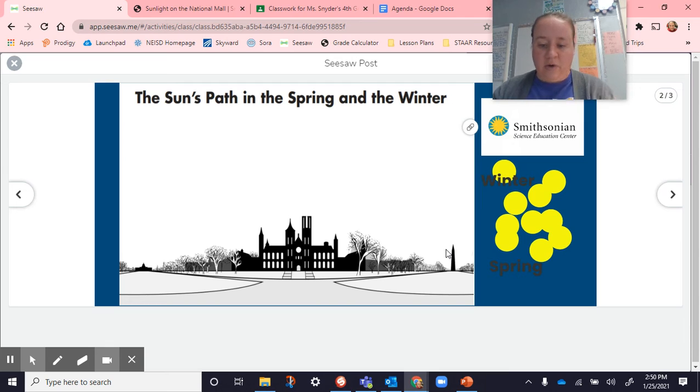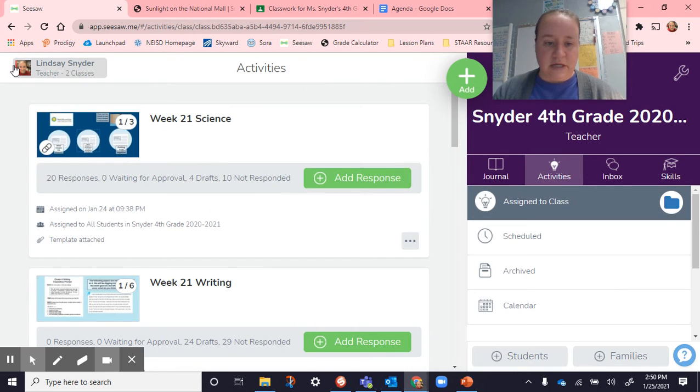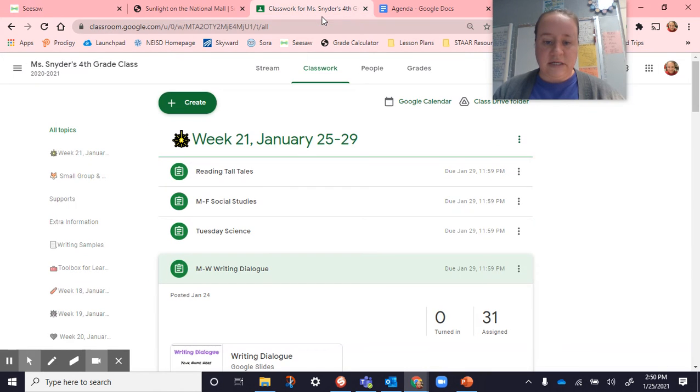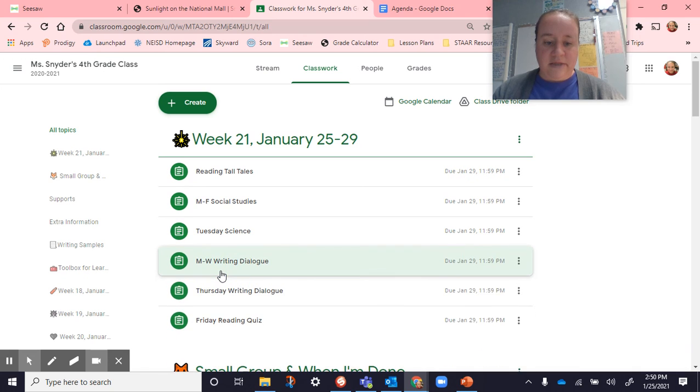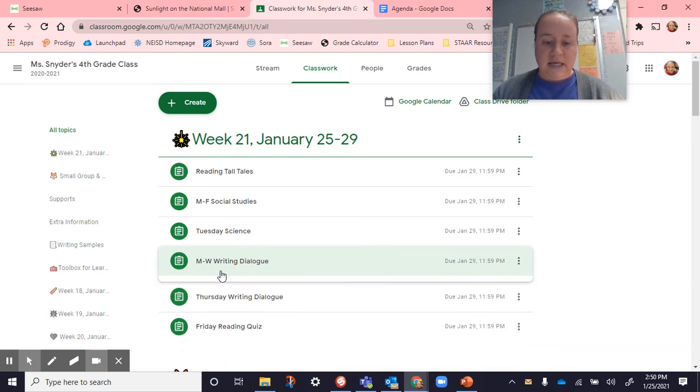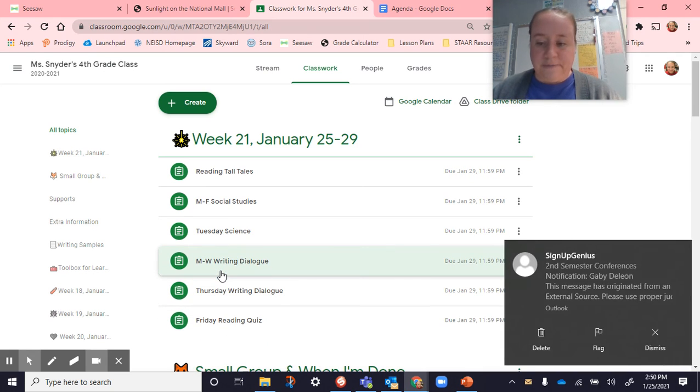And so we talked about how Earth is in different positions, so the sun is also appearing to be in different positions, depending on whether it's spring or winter, things like that. So we made those observations, and that will make more sense when you watch those videos. And then we did social studies.